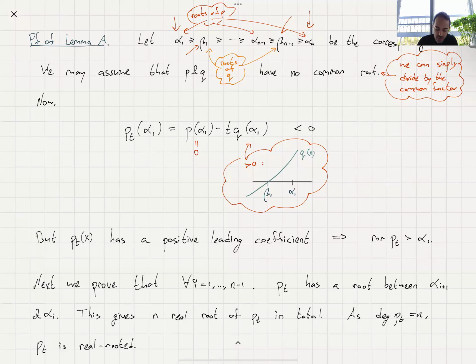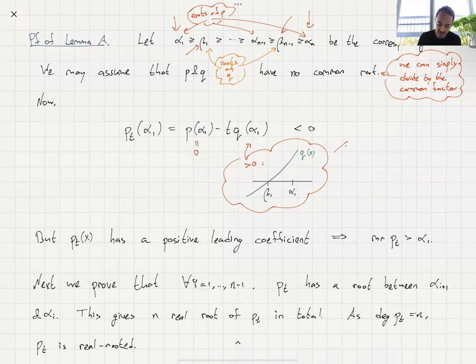Okay, so let's start by looking at the rightmost, the max root of PT. Again, what I'm trying to do is prove that PT is real-rooted, so I can't really say max root of PT. But what I mean is that I'm going to find a root that will eventually turn out to be the max root of PT.